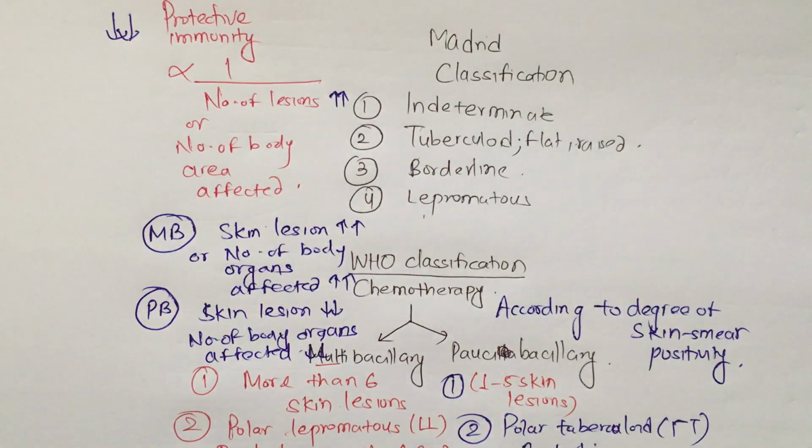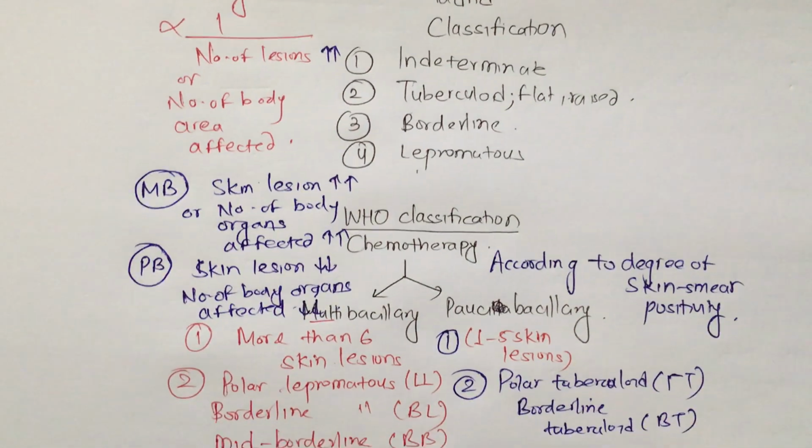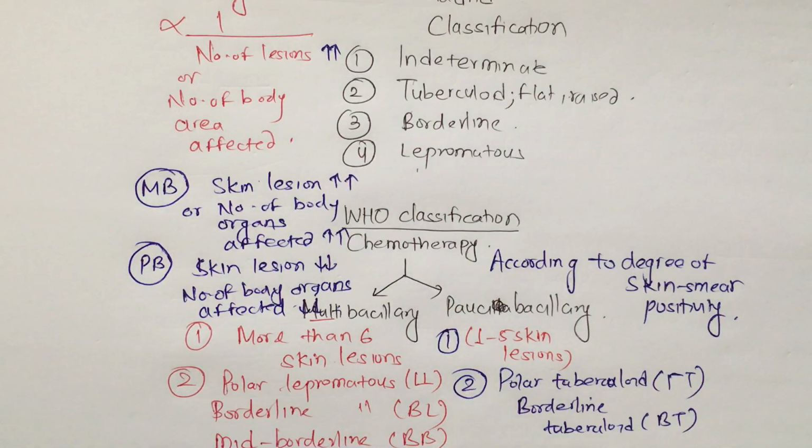Okay, so this is the overview of the WHO classification for chemotherapy. It classifies into multibacillary and paucibacillary according to the degree of skin smear positivity.